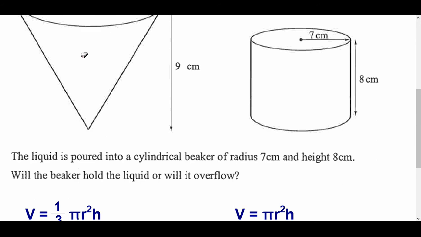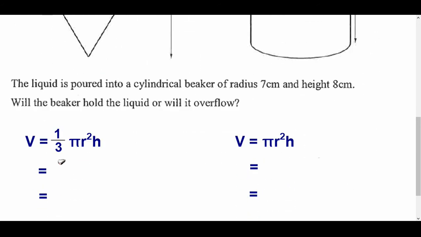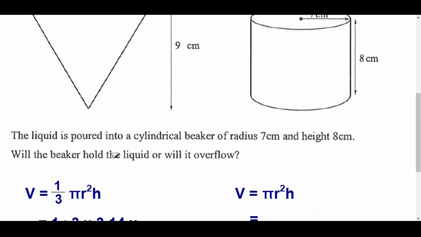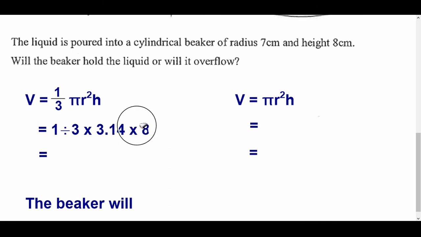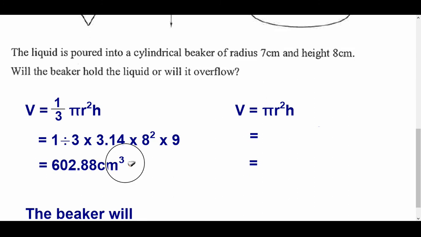Right, so that's a cone. You can look at the formula sheet. It's a third pi r squared h. So let's do that. 1 divided by 3 times pi, 3.14. The radius is 8, so 8 squared, or 8 times 8. And the height is 9. Just type it into your calculator and you'll pop out with that answer, 602.88 centimetres cubed.